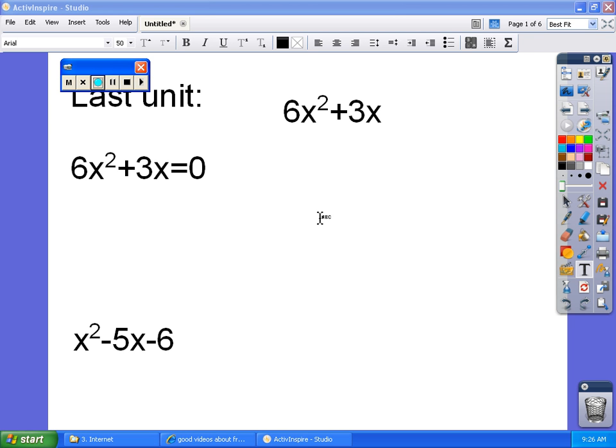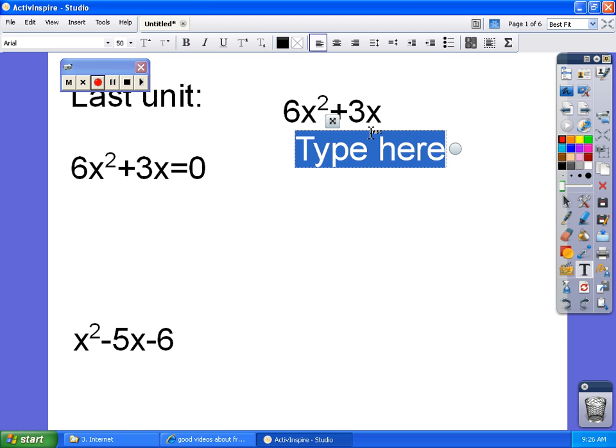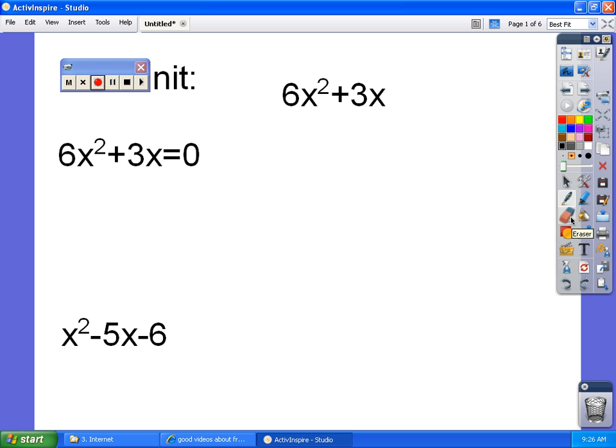I hope this helps. Today we're going to be talking about Chapter 9.3. Before we do that, let's talk about what we learned in the last unit. In Chapter 9.2 we learned that this is an expression, and if I wanted to factor this, I had to take out the greatest common factor and put it outside the parentheses.